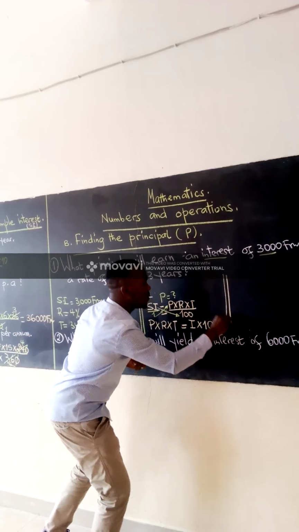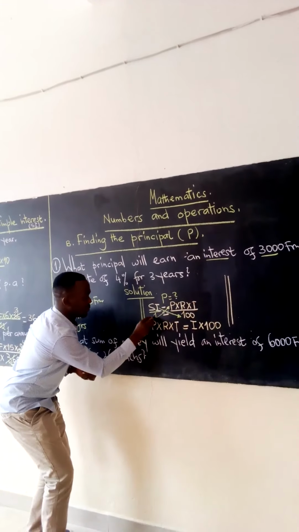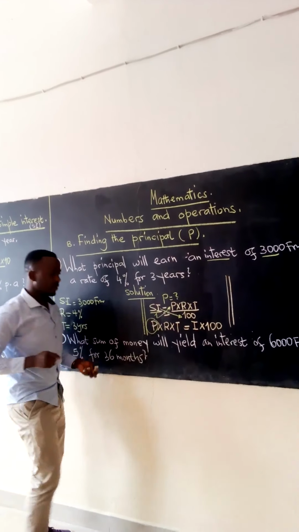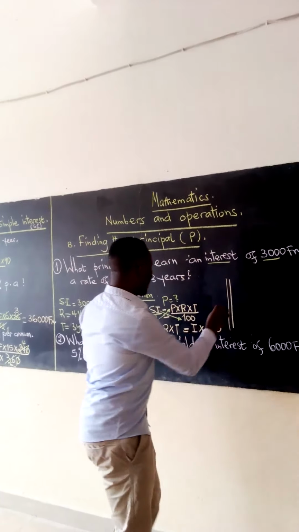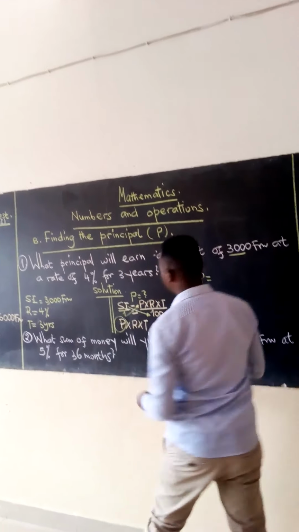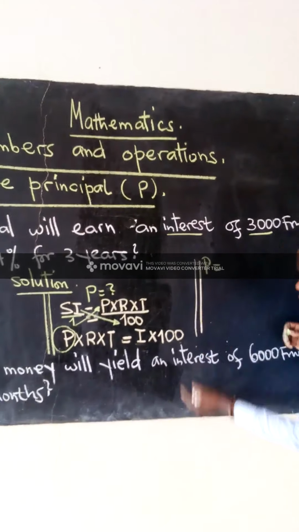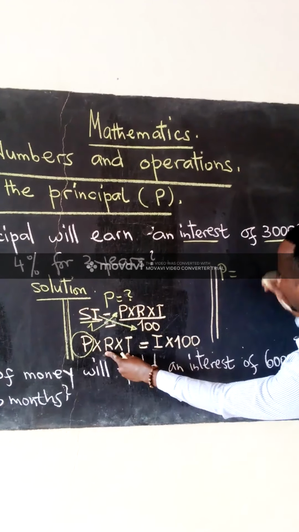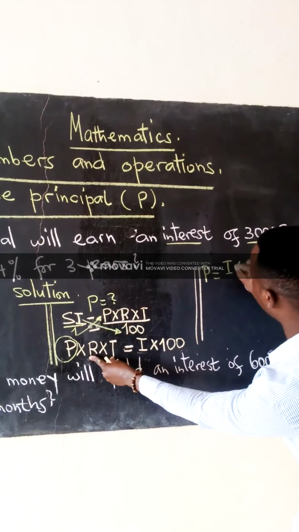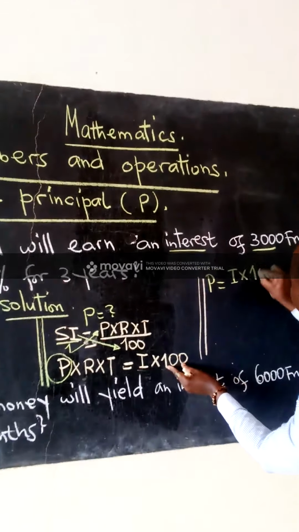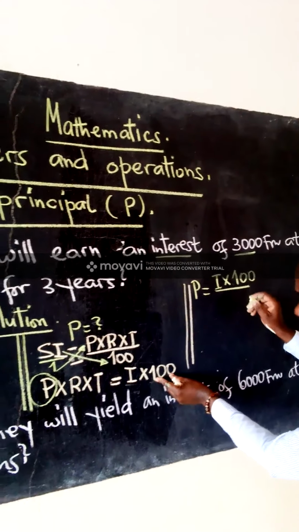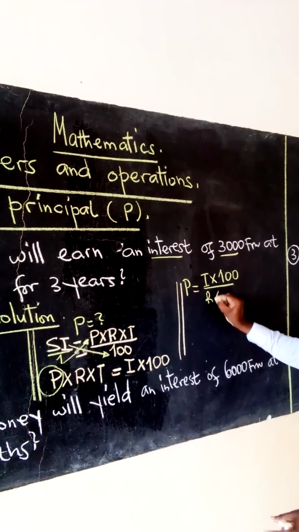Then what is the formula to find the principal? It is this one. Now, principal, we pick it and write. Principal itself equals this product divided by what is remaining here. It is interest times 100 over rate times time.